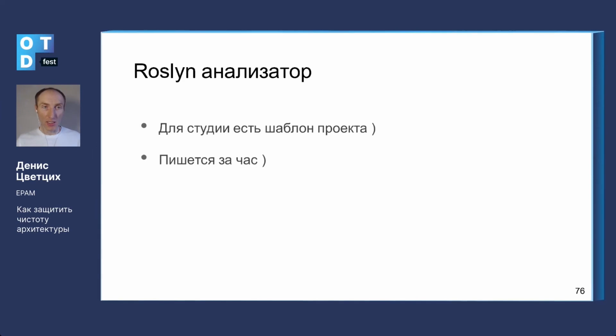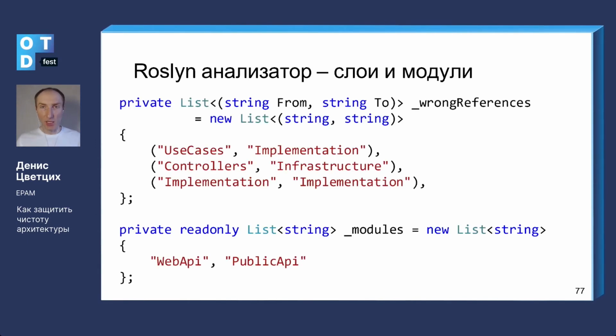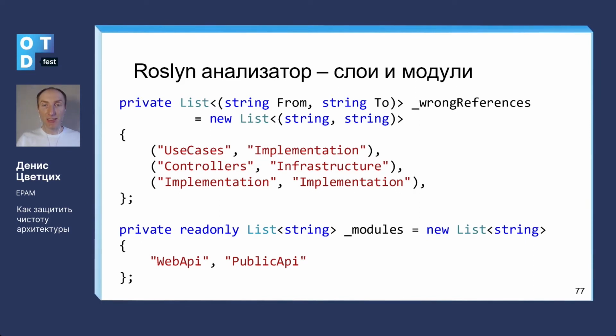There is an alternative which is online. It can be a Roslyn Analyzer. There are some templates for studios, and of course it's possible to create such an analyzer in 1 hour. It's quite easy and quick. A Roslyn Analyzer for the same task will look like this.